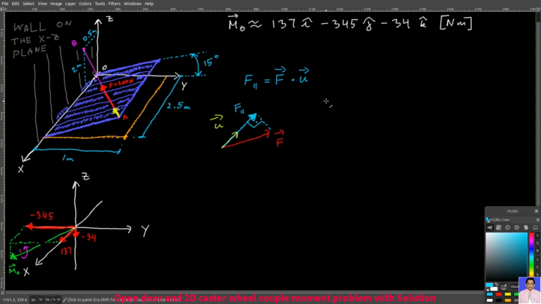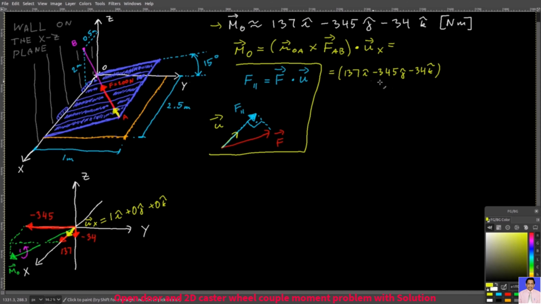In our case, we can define a unit vector in the X direction. So let it be this one here. Let it be U_X. And this unit vector equals 1i plus 0j plus 0k. And now I can get the X component of the moment vector like this. M_O equals, then this is the position vector OA cross the force vector AB. This is what gave us this one. However, now I will take all that and I will dot it with U_X. And so in the end, I will have this moment vector dot this unit vector, and that will give me 137 Newton meters.